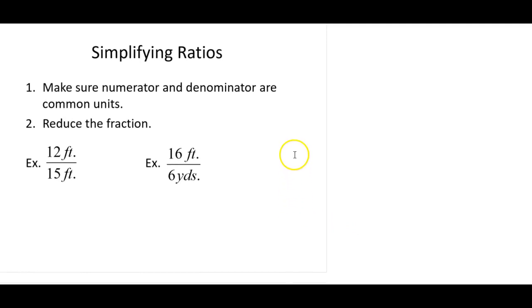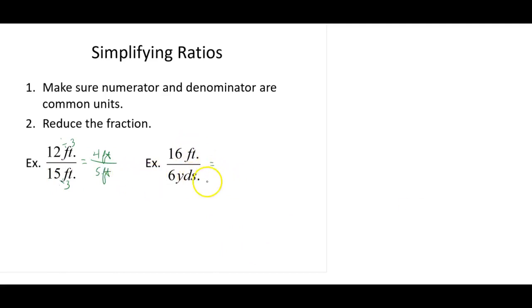When we simplify ratios, the first thing we have to check for is we have to make sure the numerator and denominator are common units. Okay? Then all we do is reduce the fraction. So, if I have 12 feet to 15 feet, these are common units, so now I could just reduce the fraction by dividing numerator and denominator by 3. 12 divided by 3 would give me 4 feet to 15 divided by 3 is 5 feet.